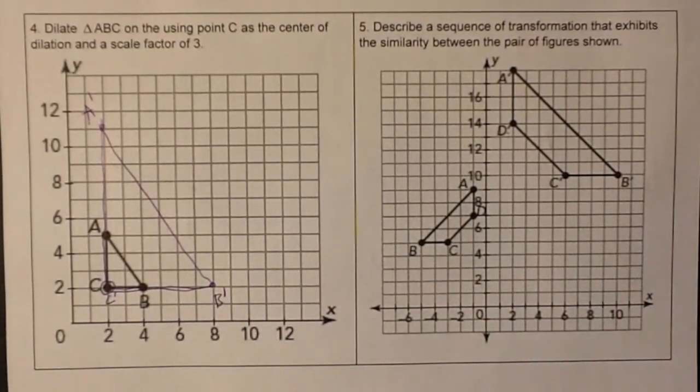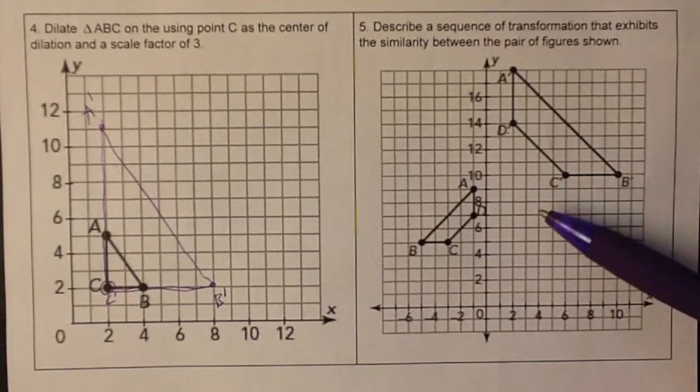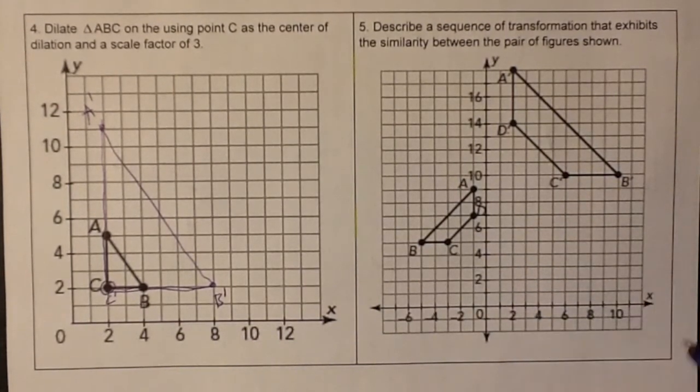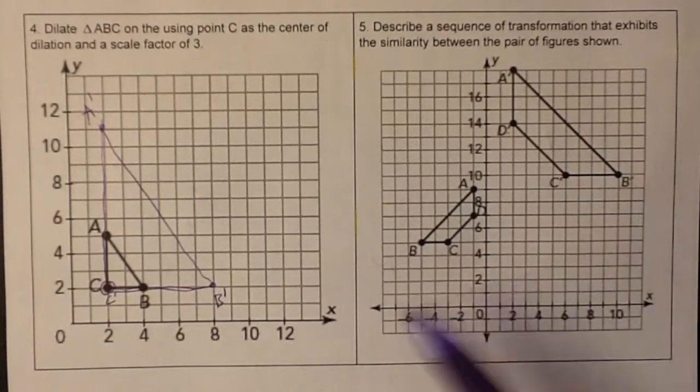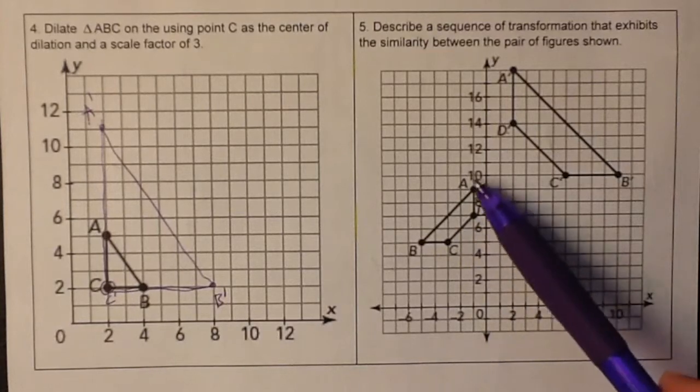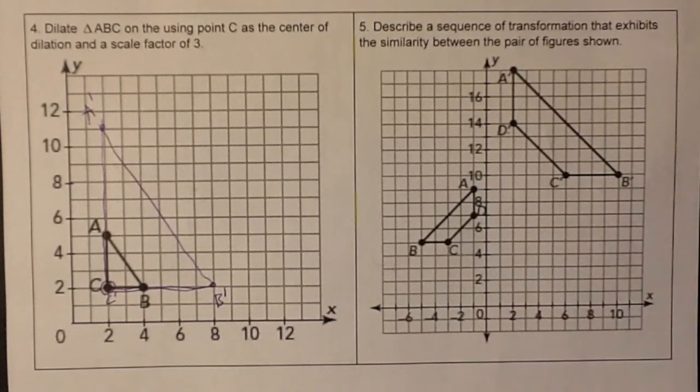Okay. 5. Describe a sequence of transformations that exists that exhibits the similarity between the pair of figures shown. So there's definitely a dilation that's happened. It's gotten bigger, but it's also been moved. And in fact, it looks like it got reflected. It didn't get rotated. If it was rotated, then A would be over here, so it has to be reflected.